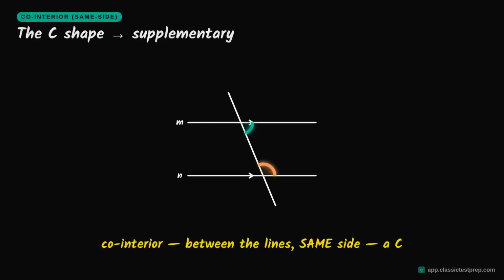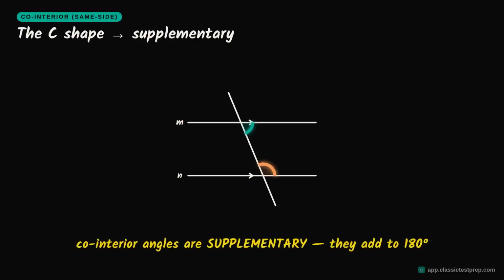Co-interior angles, also called same-side interior angles, are between the parallel lines, but on the same side of the transversal. They make a C shape or a U shape. These are tricky, so co-interior angles are supplementary. They add to 180. They are not equal.